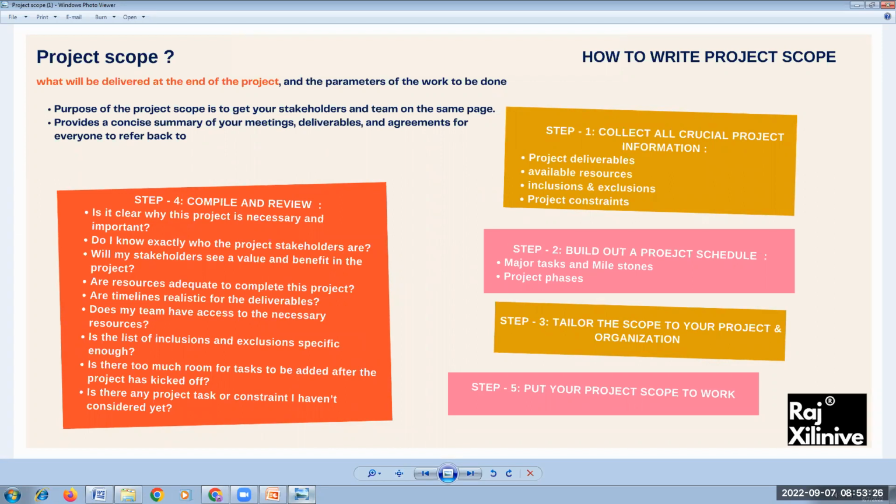So we must know what tasks we need to complete and what milestones we need to achieve, right? So in the next coming 3 months, what do we want to achieve? Maybe in another 4 months, what do we want to achieve? That schedule has to be made prior. So first of all, you need to collect the crucial project information. This is the first step. Second, you need to build out a project schedule where you understand the different tasks followed by the milestones we need to achieve based upon the timelines we have.